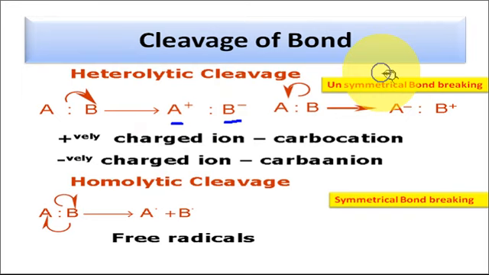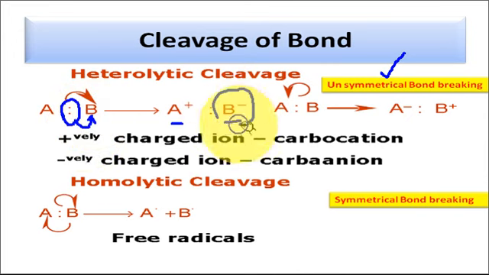Remember, it is the unsymmetrical bond cleavage. Why is it unsymmetrical? Because in this type of bond cleavage, the electrons of the bond go with a single atom only. So if the electrons go with the B atom, B will have the negative charge. If both the electrons go to the A atom, then A will possess the negative charge.